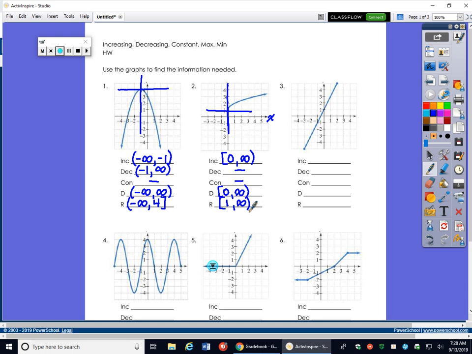For number 3, increasing is going to be from negative 3, another case where you can use a bracket because it's the start of a graph. It's not at a change of direction. So negative 3 to positive 2, and again, it's the end of the graph, so you can use a bracket. Decreasing, there is no place that it's decreasing, there is no place that it's constant. The domain is the same as this increasing. And then the range is going to go from negative 5 up to positive 5, both with brackets.